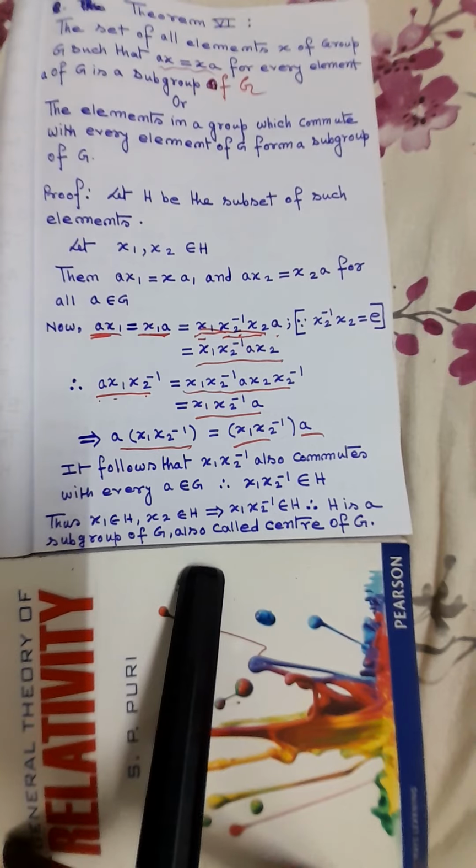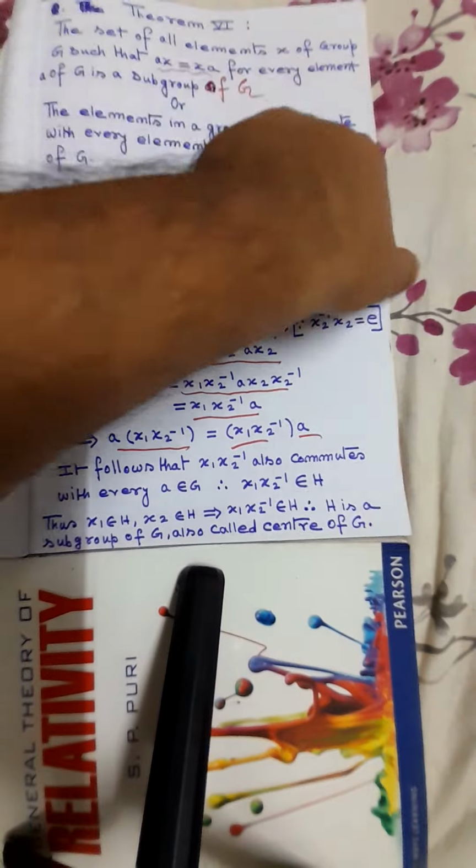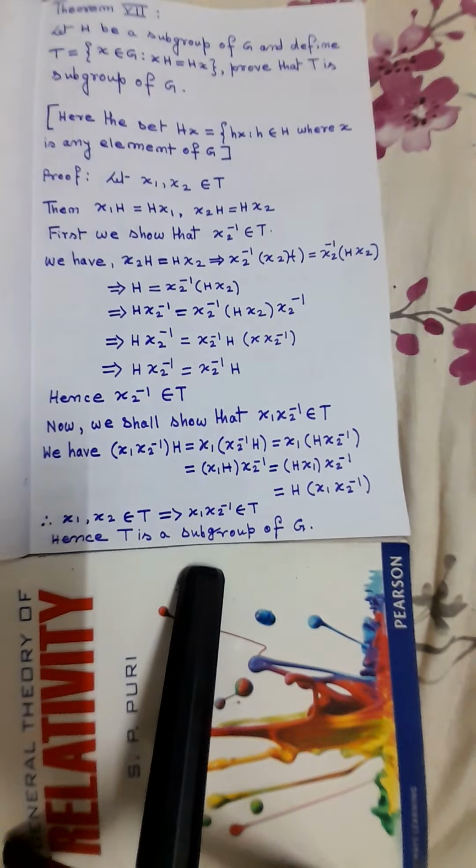Thus x1 belongs to H, x2 belongs to H, and x1 x2 inverse belongs to H. Therefore H is a subgroup of G, also called the center of G. This is also called the center of G. This often comes in university examinations. Now theorem 7.